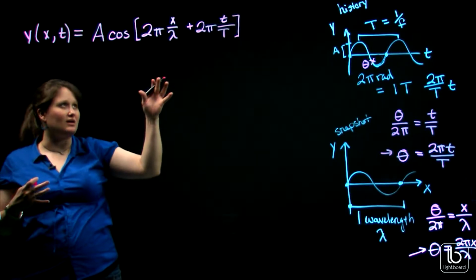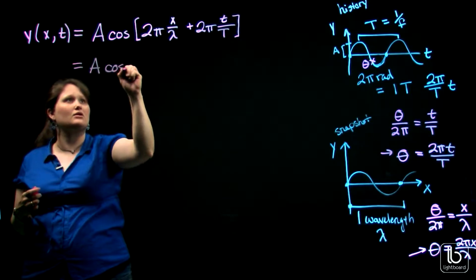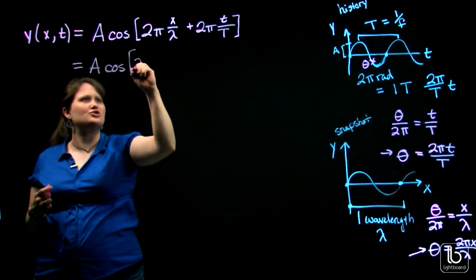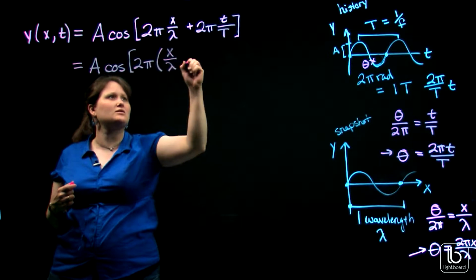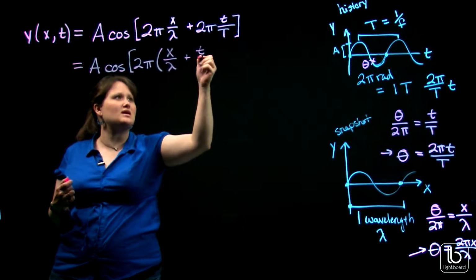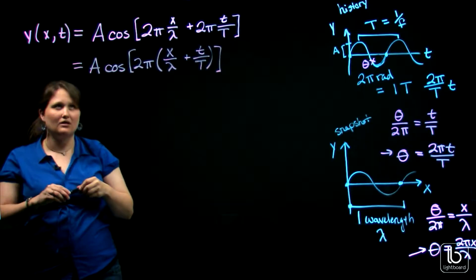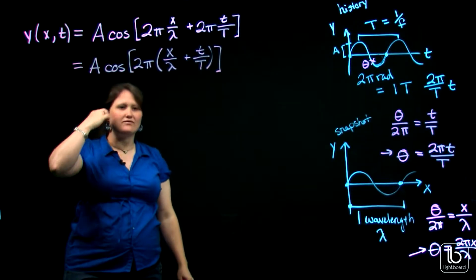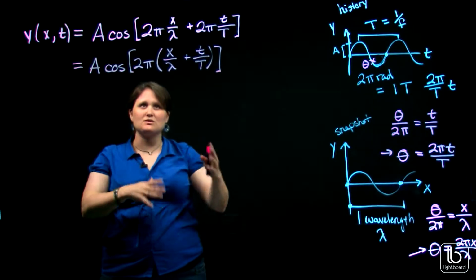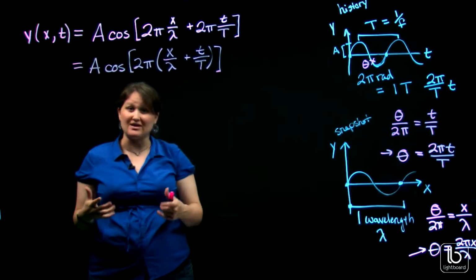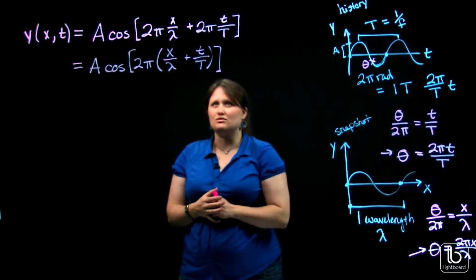Now I'm going to go ahead and rewrite that the way your book puts it. So a cosine, and they just pull out the 2 pi and say x over lambda plus time over period. So this is a simplified version of the wave equation. In other words, it represents what's going on both in space and in time, and that's really important.